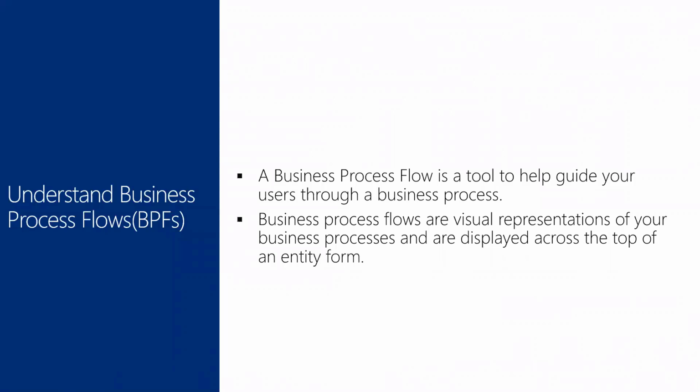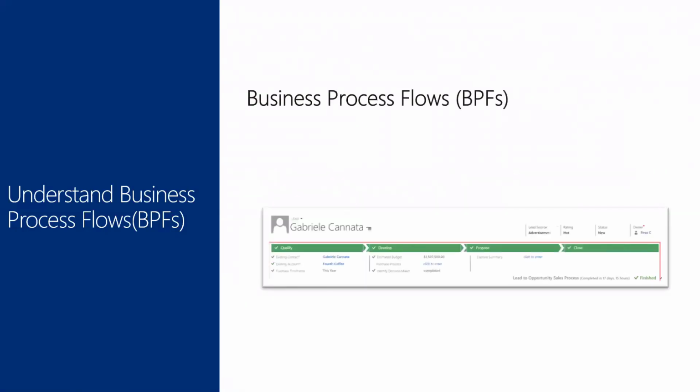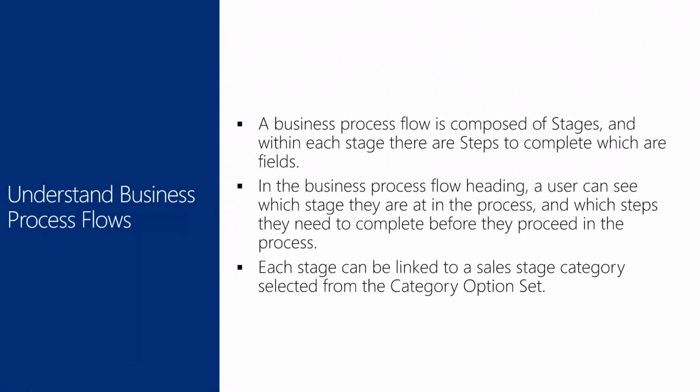It is nothing but a visual representation of your business processes, which are displayed on your entity forms. You can see that there is a business process flow with the name lead to opportunity sales process on your lead form. Every business process flow is composed of multiple stages, and each stage has multiple steps. The steps are nothing but fields of that particular entity, so you just need to fill up these fields or a set of fields on every stage, which indicates the completion of that stage. Then you can move to the next stage, where you'll have another set of fields to complete. So that's how it works.